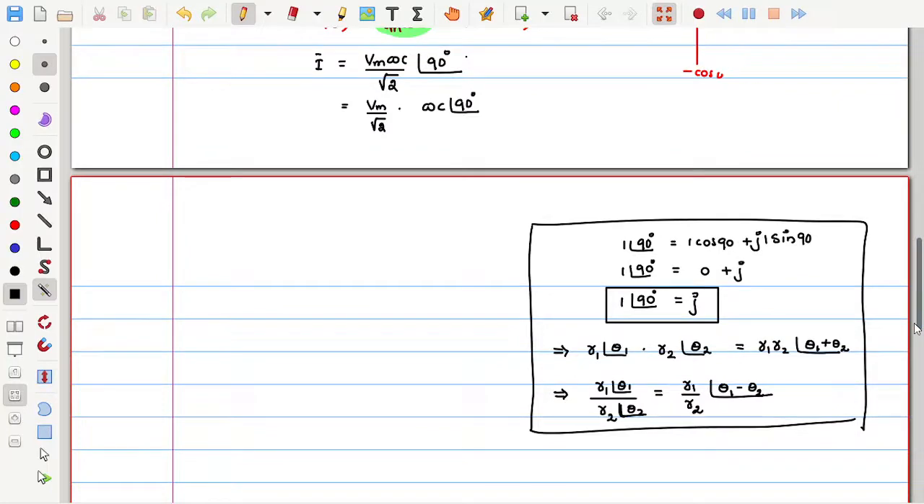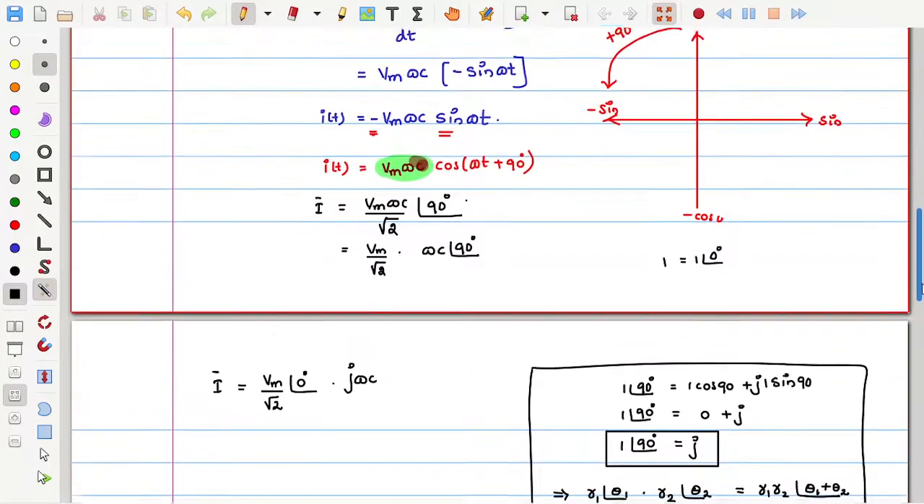Alright, so now let us see here that Vm by root 2 can also be written as Vm by root 2 at an angle 0. Nothing wrong in that, just as 1 is equal to 1 at an angle 0. So now I am writing Vm by root 2 at an angle 0 into omega C into j, or in a more generalized form, j omega C. What are all these things? Current.